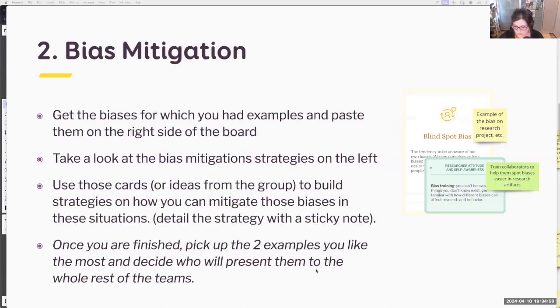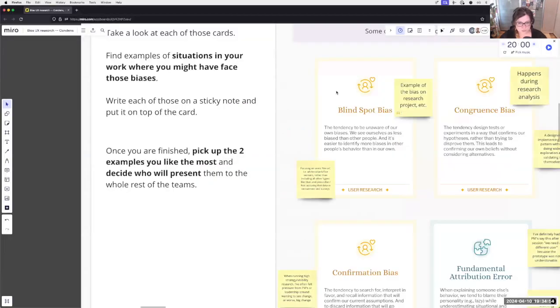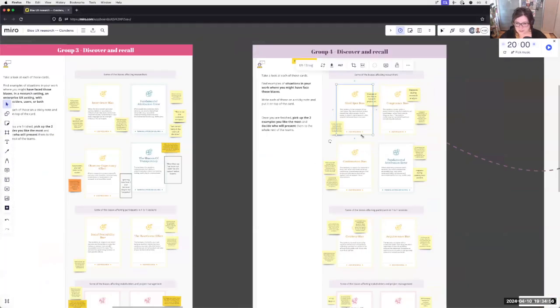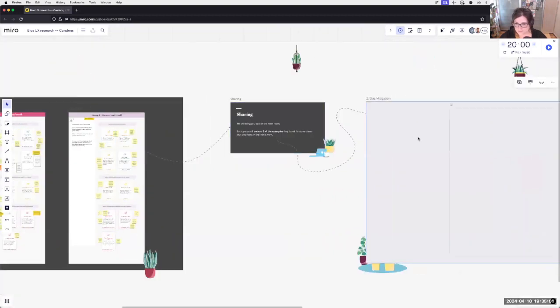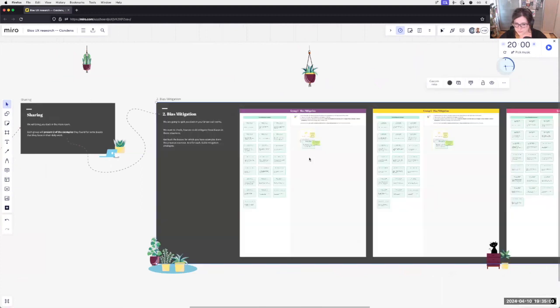So what you are going to do is you can go back to your boards. You can either copy paste them all. I forgot this here.